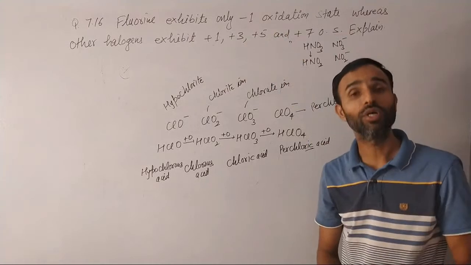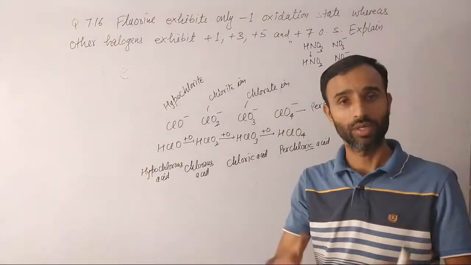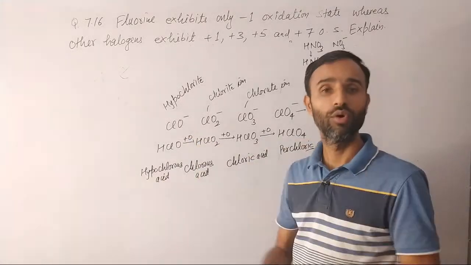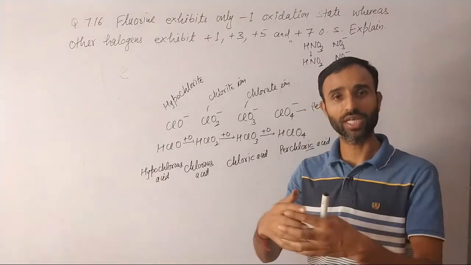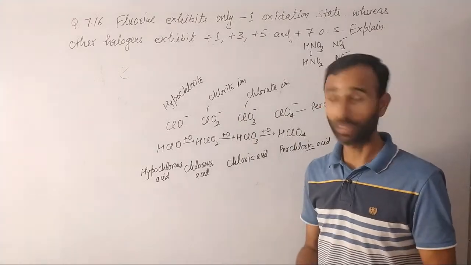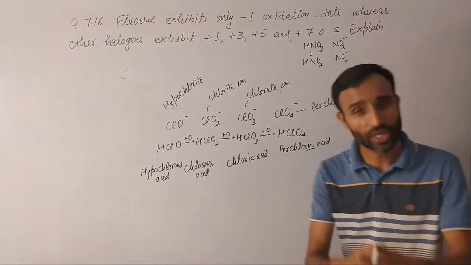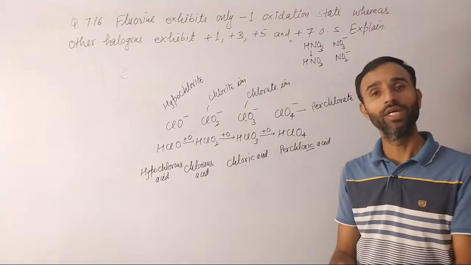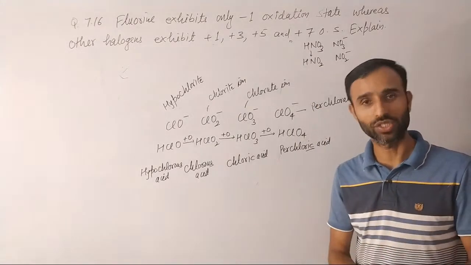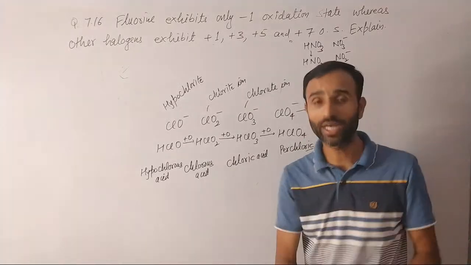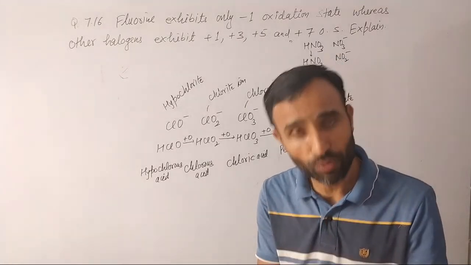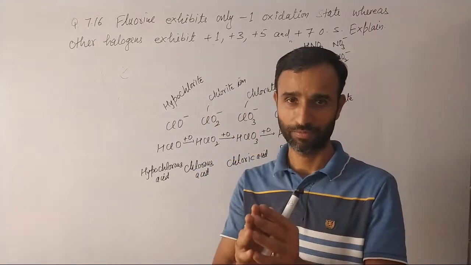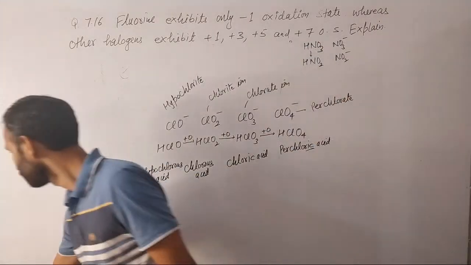Why? Because they have vacant d orbitals, so their electron can be excited to the next level, means can be excited to nd. But in fluorine this is not the case, because in fluorine there is 2s, 2p, and 2d does not exist, and it is the most electronegative element. That's why fluorine can exhibit only the -1 oxidation state. That's it. Okay.